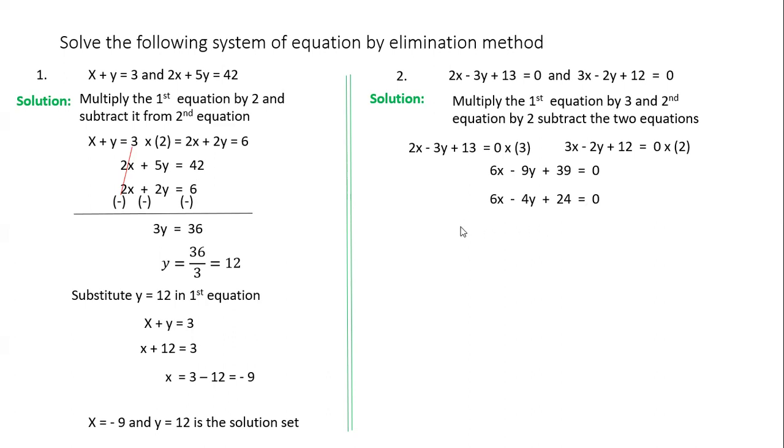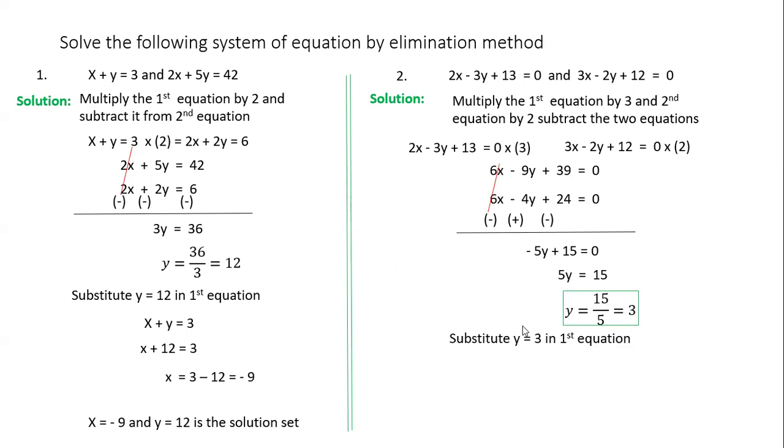Now let us subtract the two. This is positive, it will become negative. This is negative, this will become positive. This is positive, this will become negative. So 6x minus 6x will cancel. Minus 9y plus 4y is minus 5y. 39 minus 24 is 15. So take 5y this side, it becomes 5y is equal to 15. y is equal to 15 divided by 5 is equal to 3. You got the value of y. Substitute in any one of the equations. Substitute y is equal to 3 in the first equation.